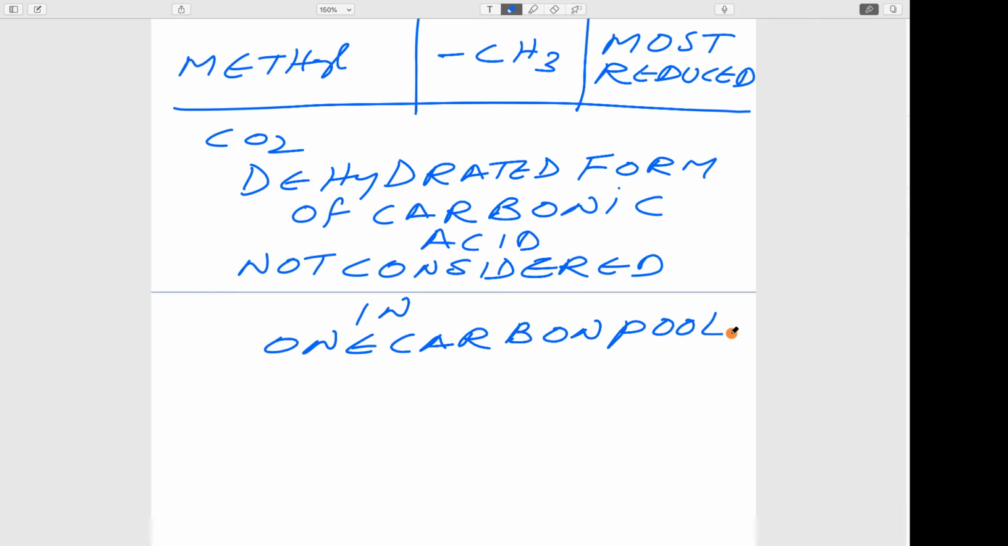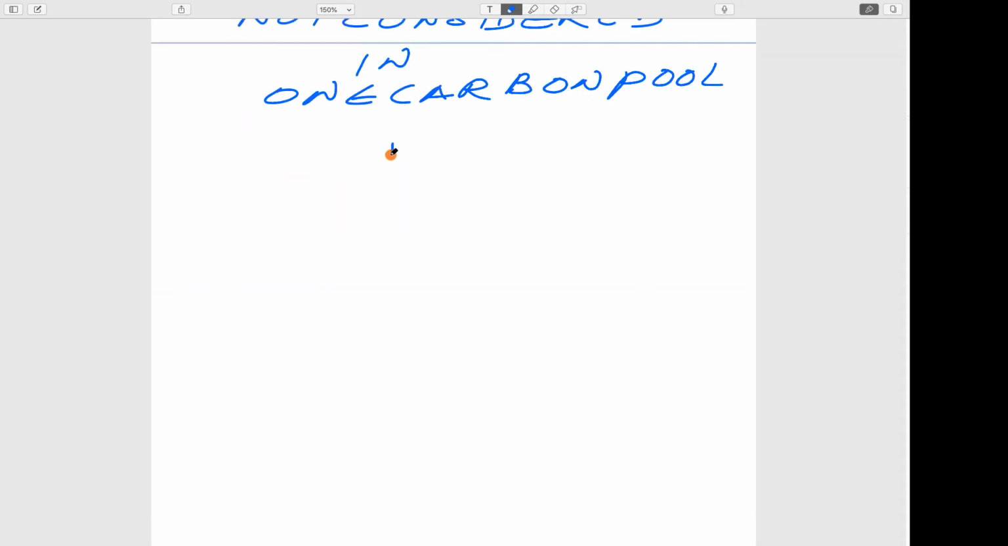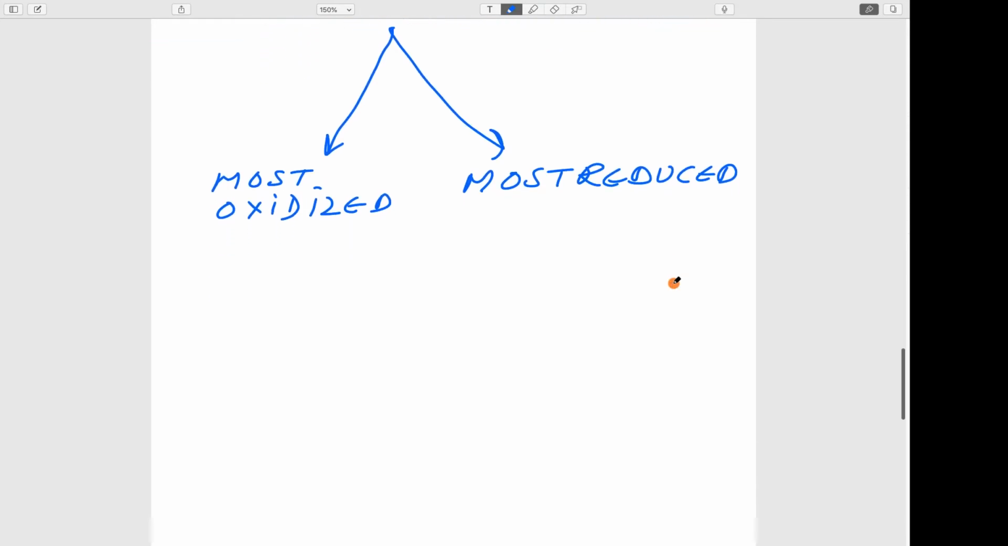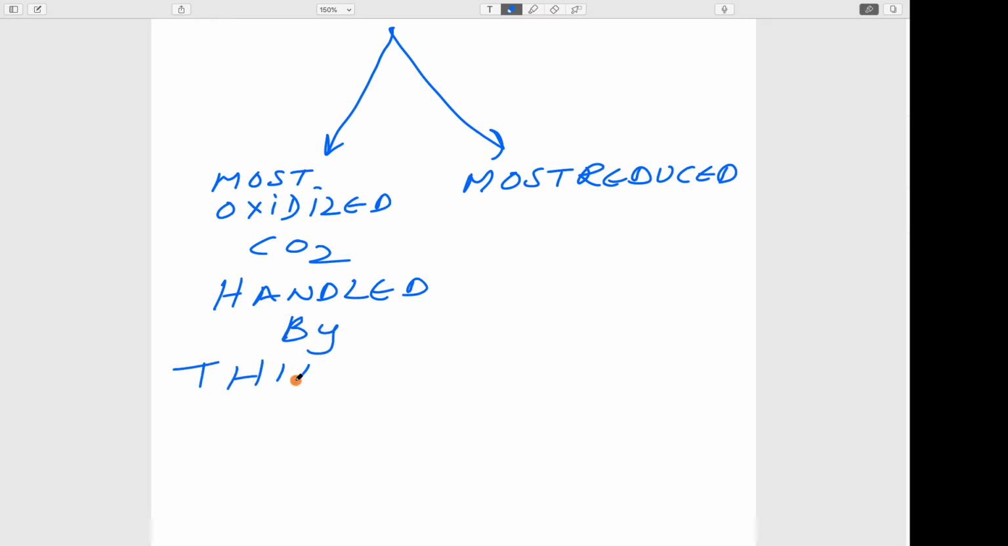Then I will categorize the groups into most oxidized and most reduced among these. The most oxidized is CO2. If it is not included in the 1-carbon pool, who handles the CO2? It is handled by biotin.